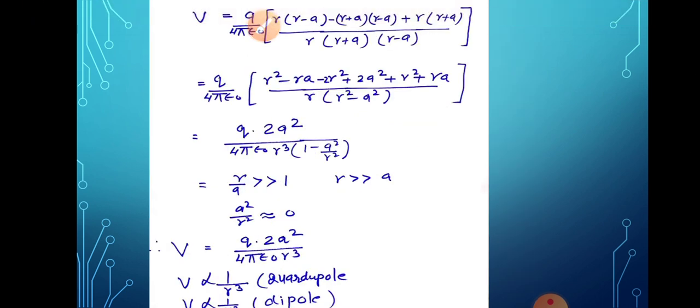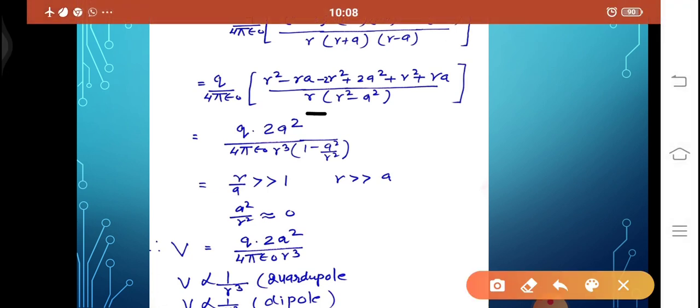Then solve this. We will get Q upon 4 pi epsilon 0 times the terms with R minus A and R plus A. Take LCM. You do this in your notebook and you will get Q into 2A square upon 4 pi epsilon 0 R cube. Now why this R cube? See here. If you take R square common from this, it will become R cube times 1 minus A square by R square.